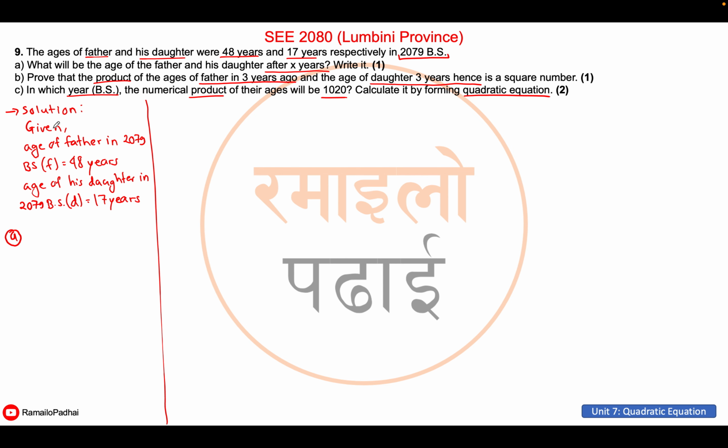In A, what will be the age of father and his daughter after x years? So the age of father and his daughter after x years will be 48 plus x years and 17 plus x years respectively.